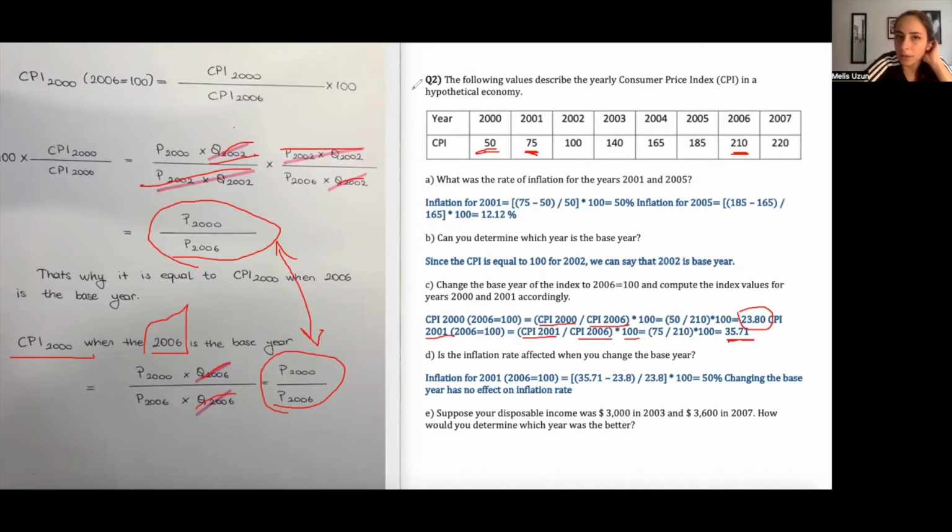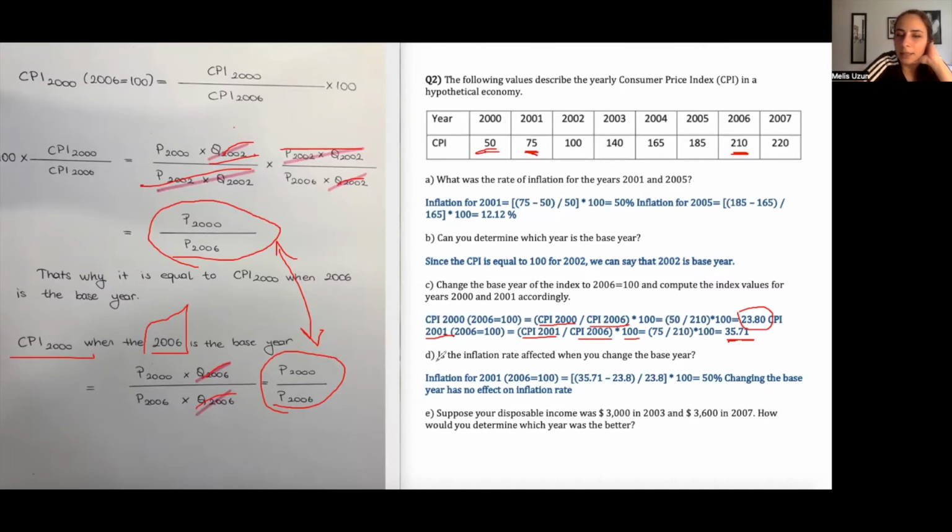If you don't understand, you can come to the office hours and I will explain it there too. It can be a little tricky, so I can explain it to you again if you don't understand.